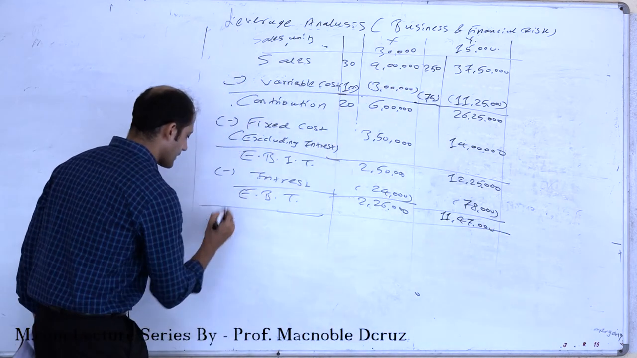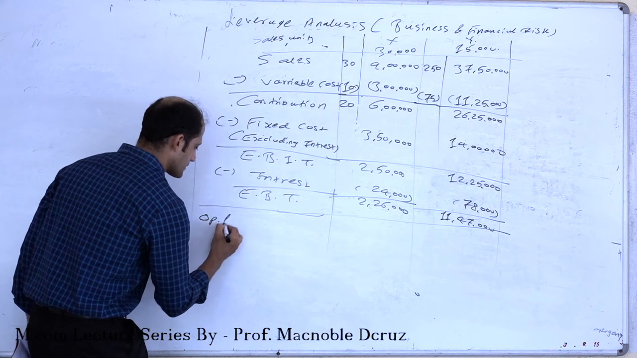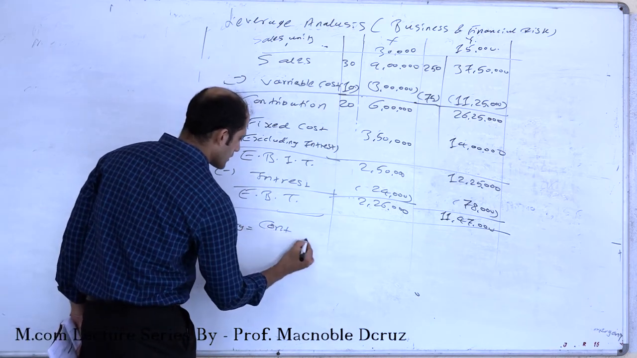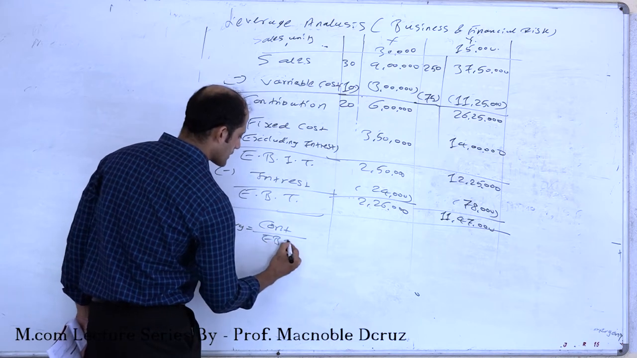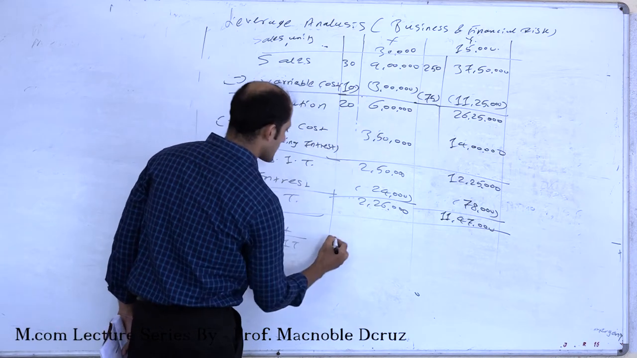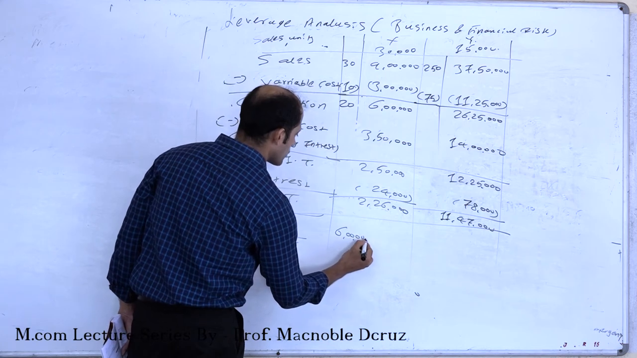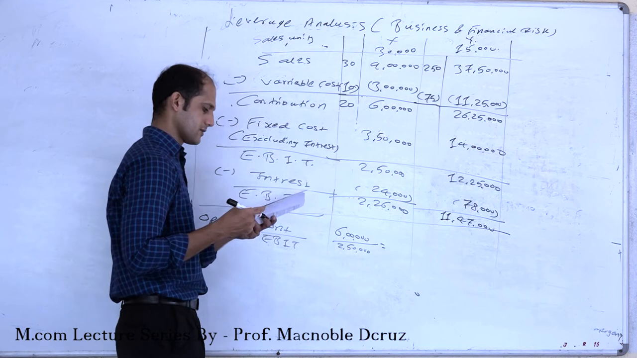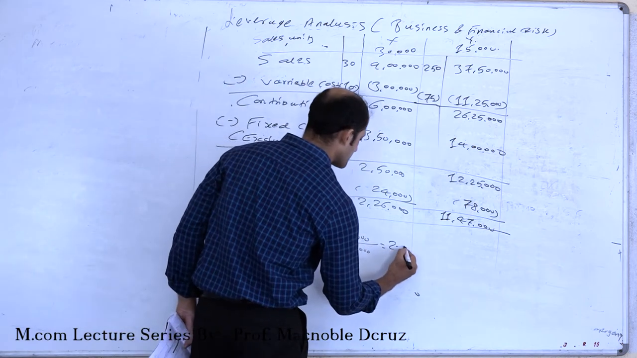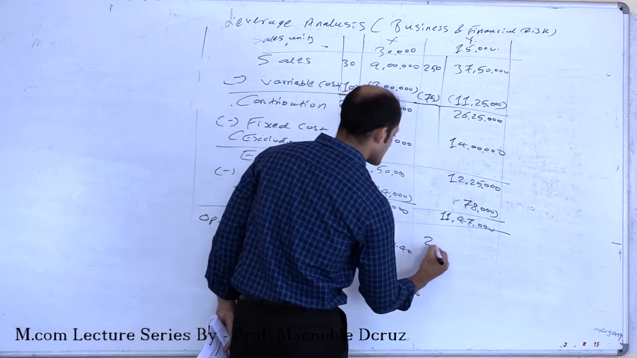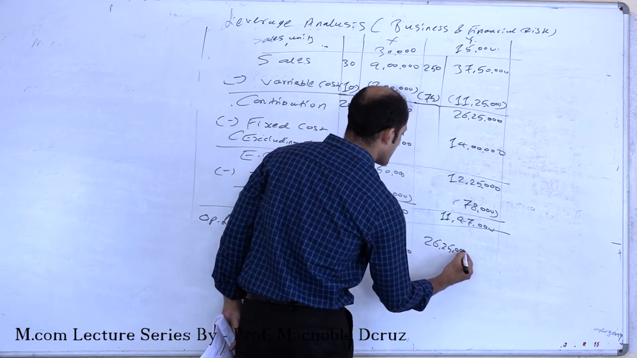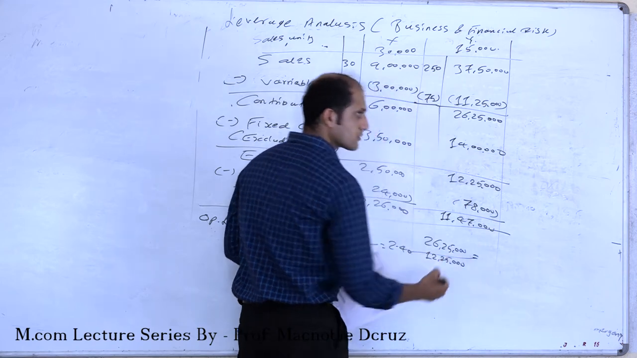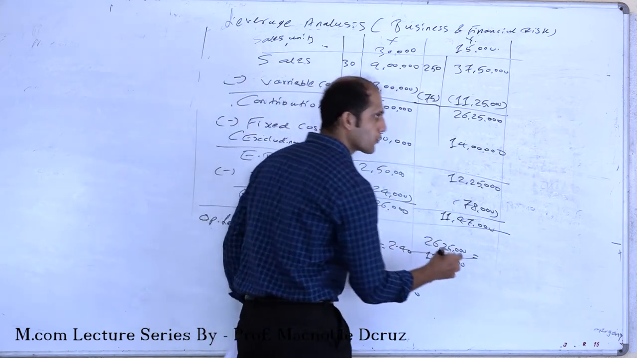Now, students, let us apply the idea of operating leverage. This is the formula: contribution divided by earning before interest and tax. So 6 lakhs divided by 2 lakh 50,000. The answer is 2.4. And 26 lakh 25,000 divided by 12 lakh 25,000. So we will get the answer 2.14.